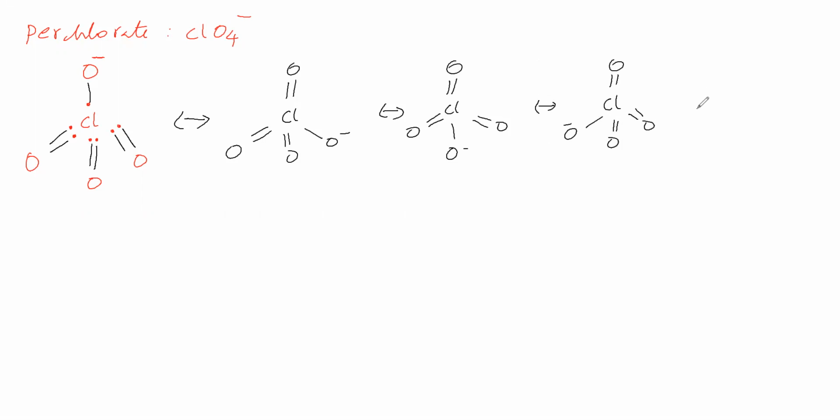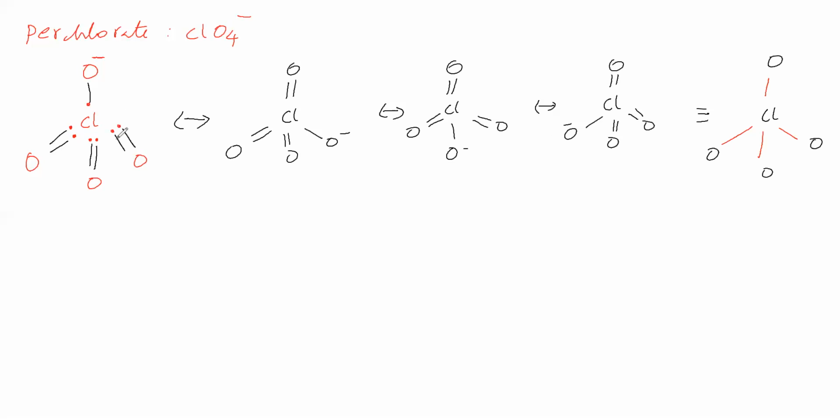Then we will go for the resonance hybrid. For the resonance hybrid, we will write the central atom Cl and the surrounding atoms, 4 oxygen atoms. Now see here, in all the resonance structures, between Cl and oxygen, sigma bonds are there. Therefore, we will write sigma bonds between Cl and all the oxygen atoms.